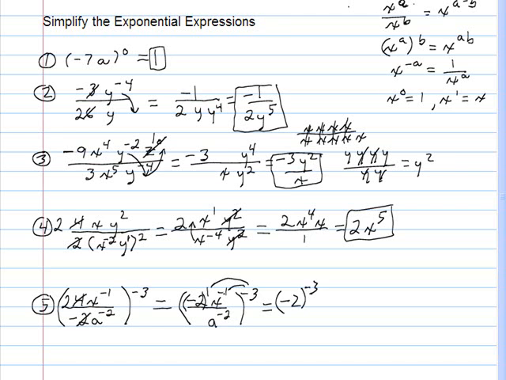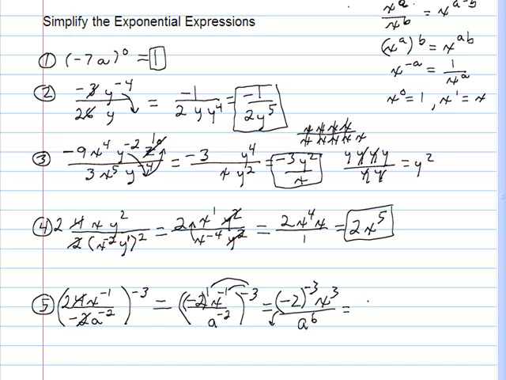And negative 3 times negative 1 is positive 3, so I get x to the positive 3. And negative 3 times negative 2 is positive 6, so I get a to the positive 6. Well, notice that both x and a have positive exponents, so they're just going to stay where they are. The only thing with a negative exponent is the negative 2, so I'll move it to the bottom.